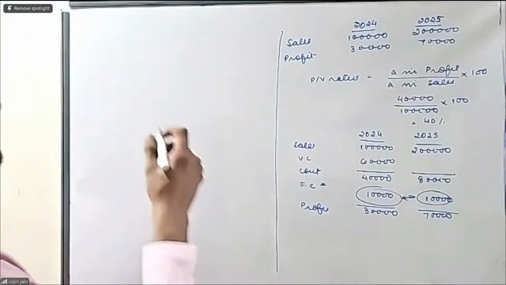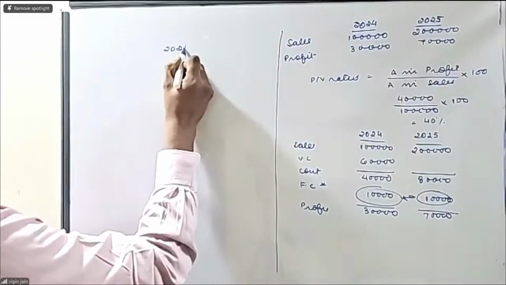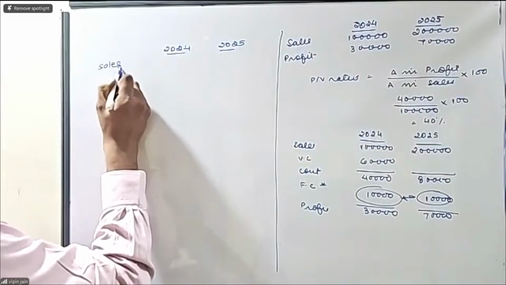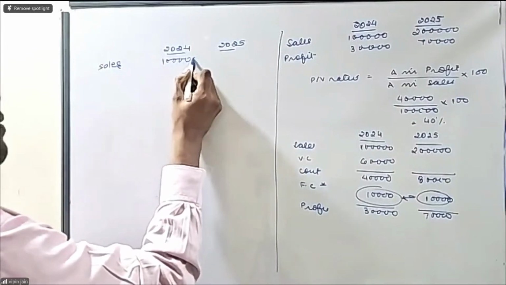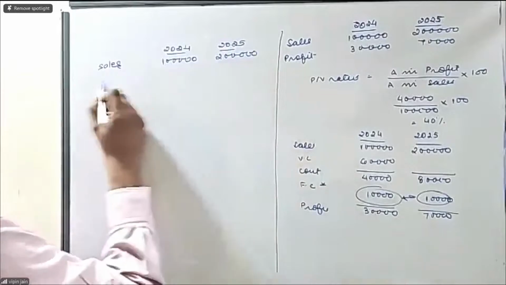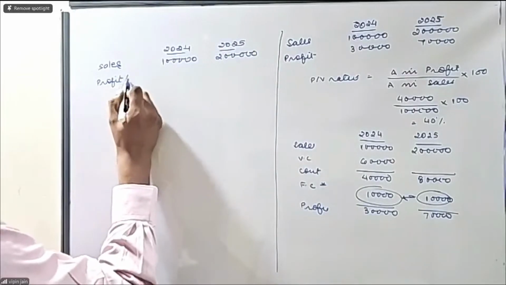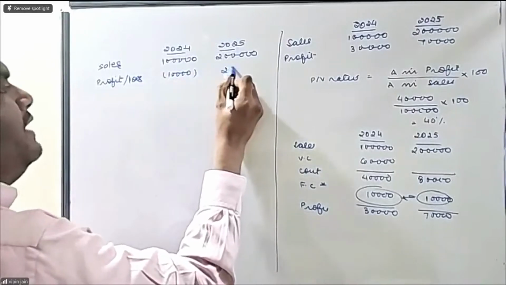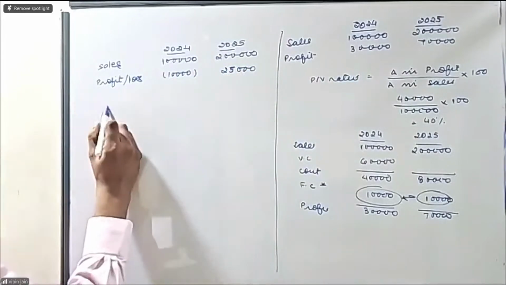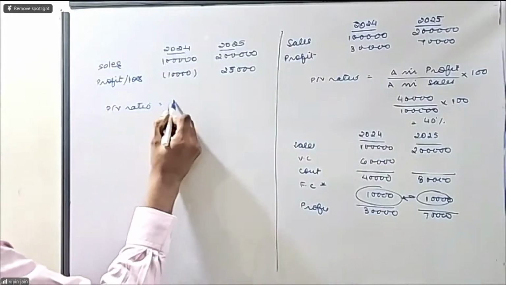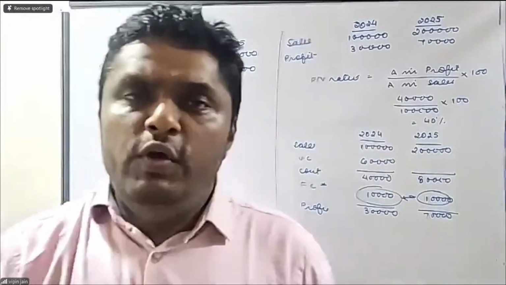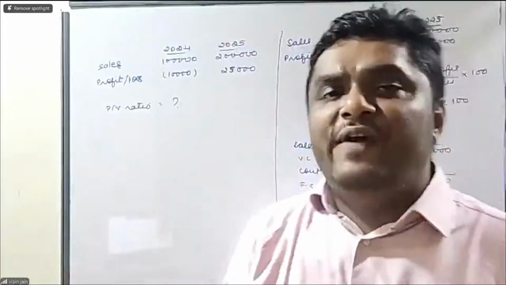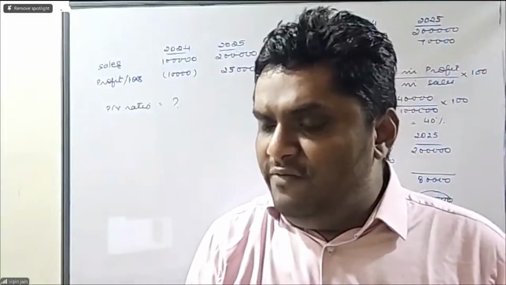So let's take one more question for you. Let's say in the first year there is a loss of 10,000 and in the second year there is a profit of 25,000. Can you guys tell me what will be my PV ratio?